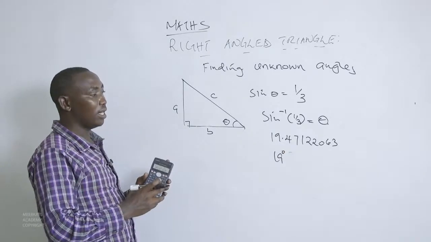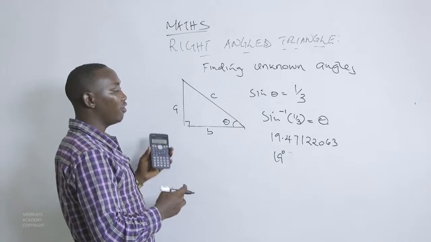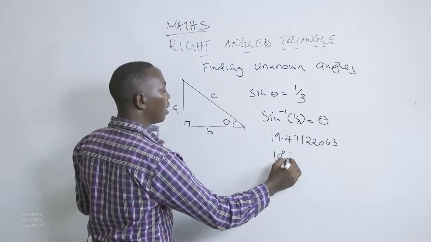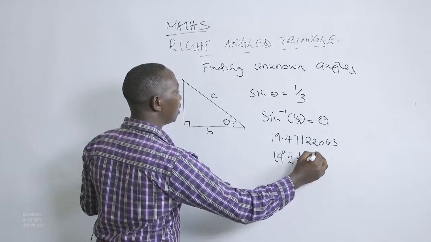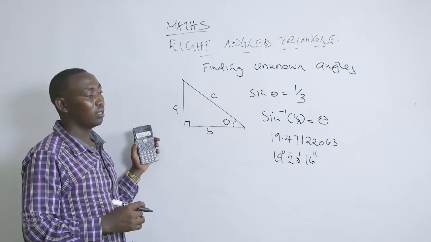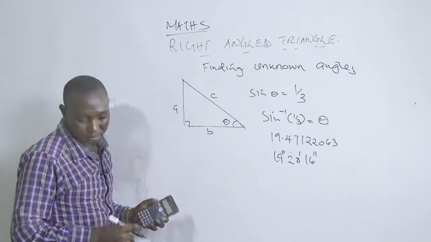When you press the degree, when you use the degree mode, it will give you 19 degrees, 28 minutes, and 16 seconds in that particular case.